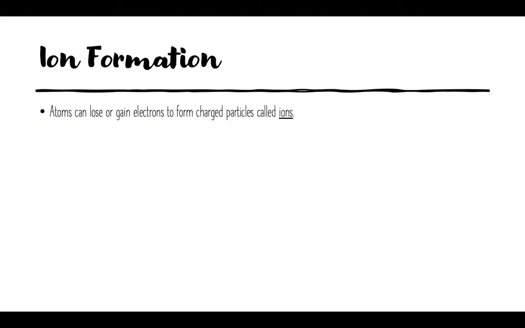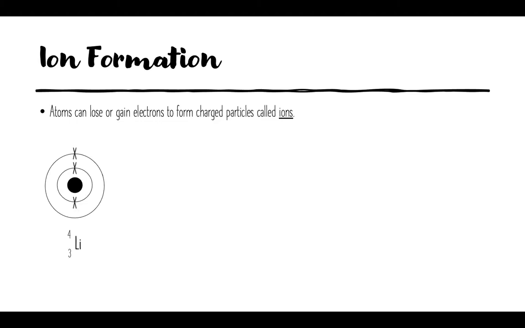The first way that we are going to look at today for achieving that complete outer shell is ion formation. So for those of us who are perhaps not too clear on what an ion is, atoms can either lose or gain electrons to form charged particles called ions. So atoms, as we explained before, are neutral. Ions are charged particles. I'll go into a bit more detail.